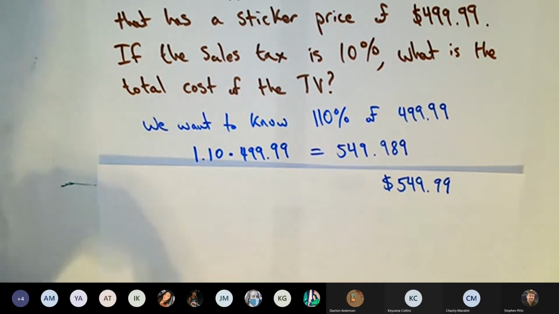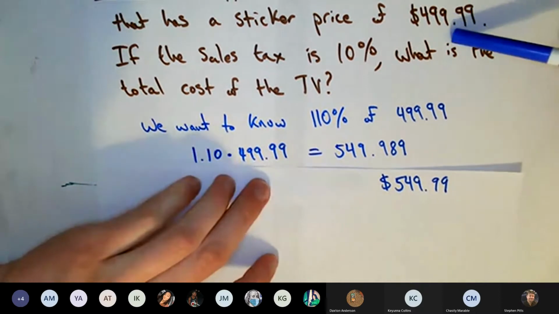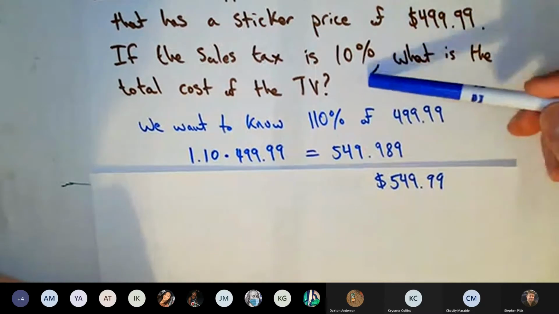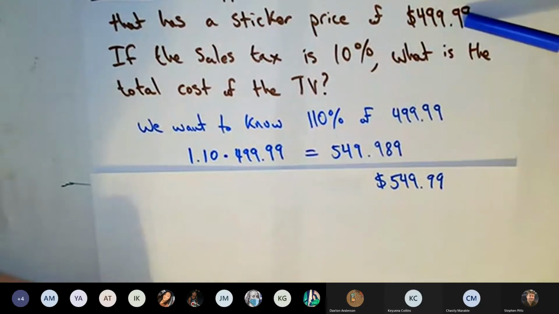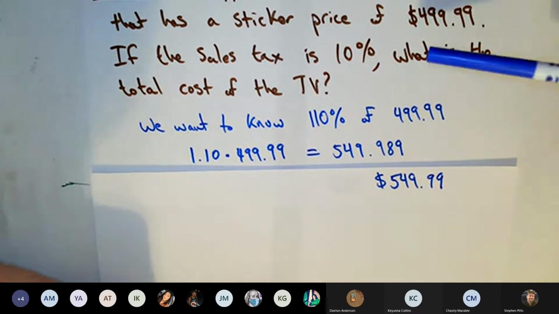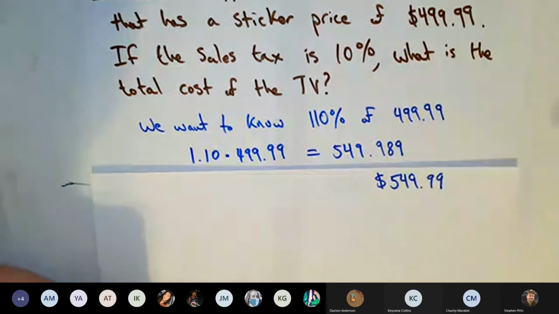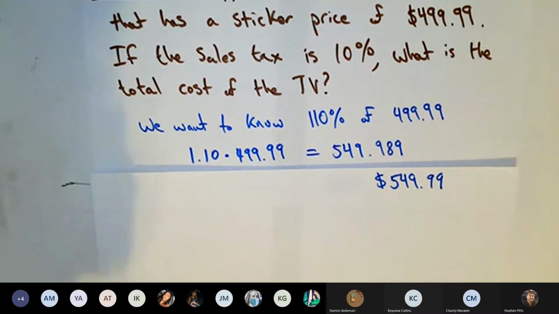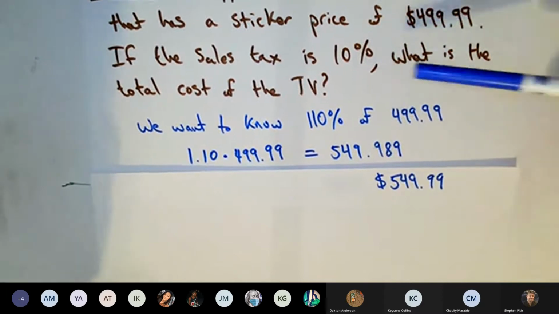Okay, so it added about $50, which makes sense because this TV basically costs $500, right? I mean, it's 1 penny off of $500. What's 10% of $500? Well, it's $50, right? So we added about $50. Exactly $50, really, when you round. You added $50 to the cost of the TV for sales tax.